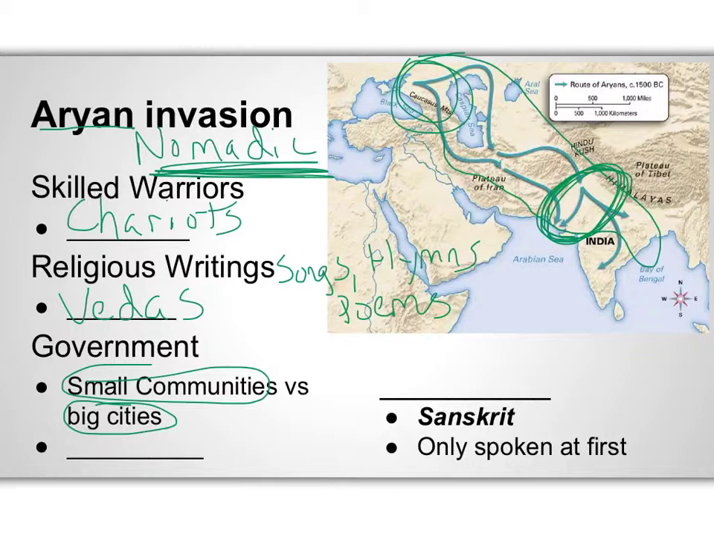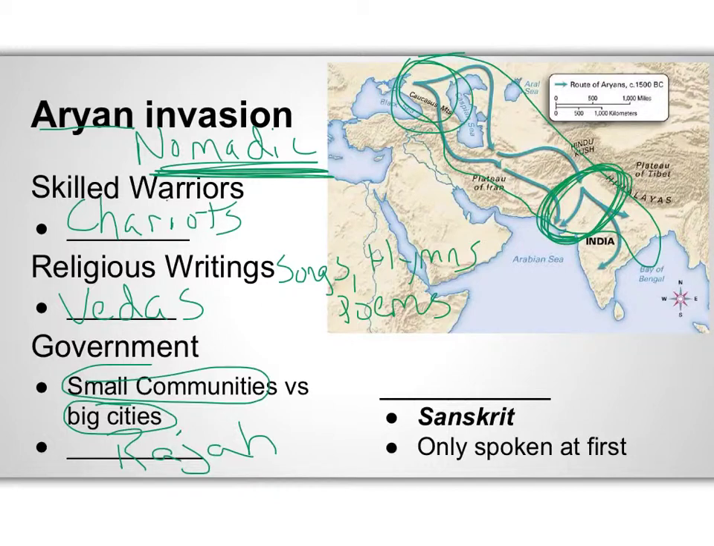What they ended up having was someone called a Raja. Normally this is someone who's a little bit older, probably a skilled warrior. They would be the leader of this small community. These small communities sometimes would work together, sometimes they wouldn't. Sometimes they might even fight each other. But the Rajas were the leaders of these small towns.